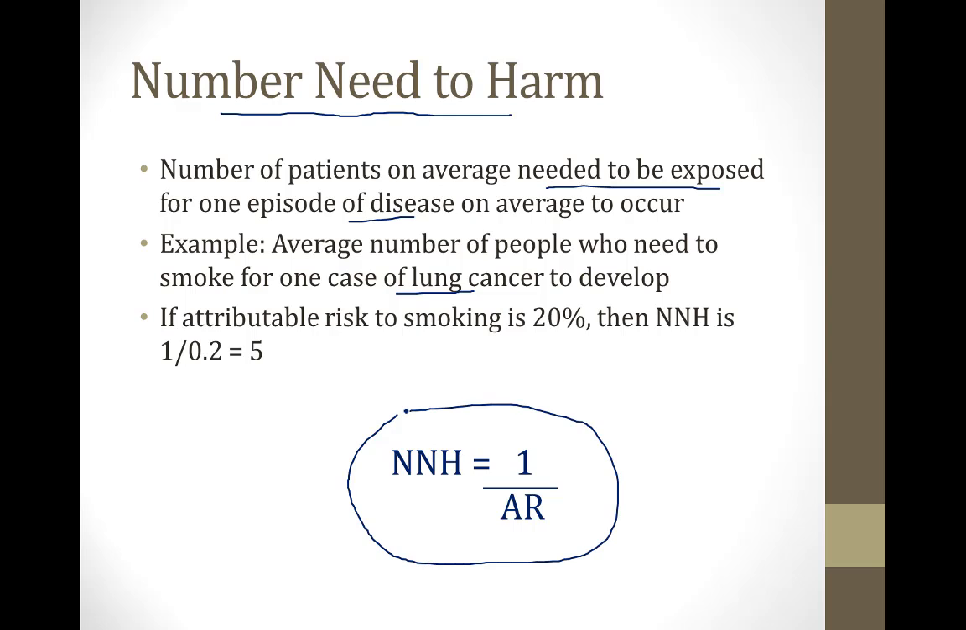The number needed to harm is equal to 1 divided by the attributable risk. So if the AR for smoking was 20%, as in our previous example, then the number needed to harm is 1 over 20%, which is 5. And this is just an easier way to talk about risk. You can say that for every 5 people that smoke, one case of lung cancer develops. That's easier to get your mind around than an attributable risk of 20%. And that concludes our video on risk quantification.